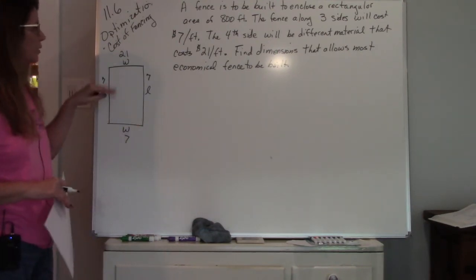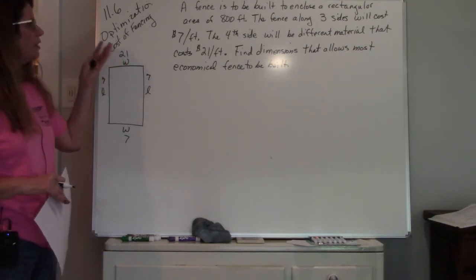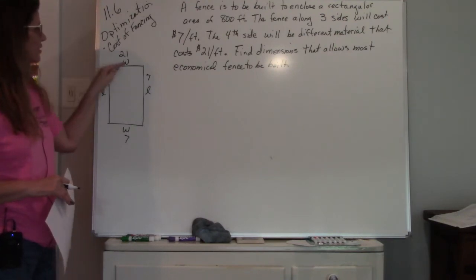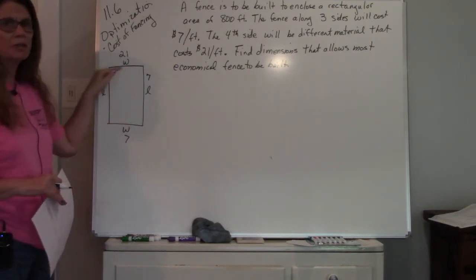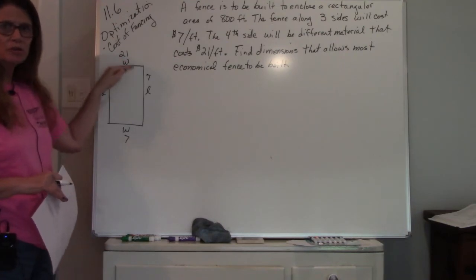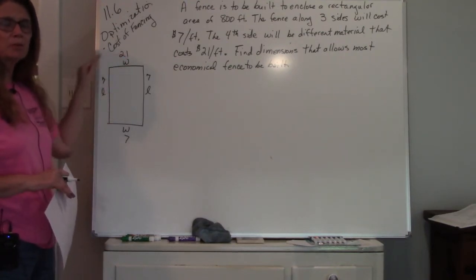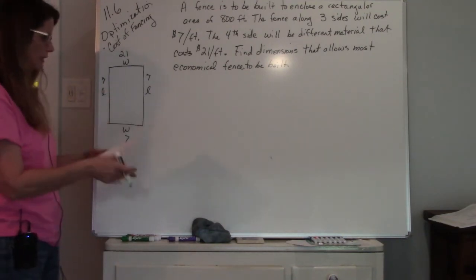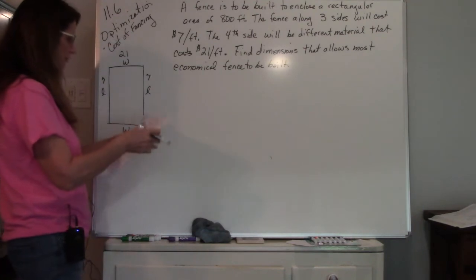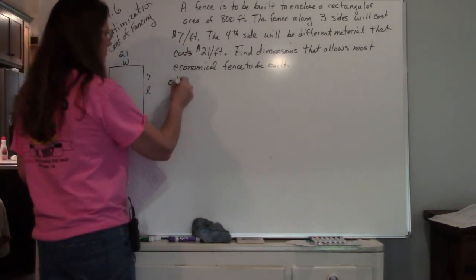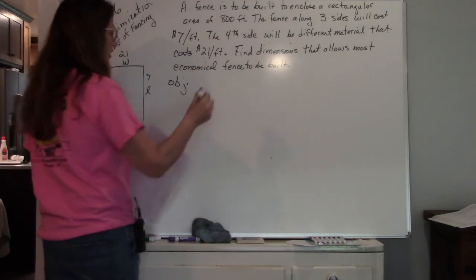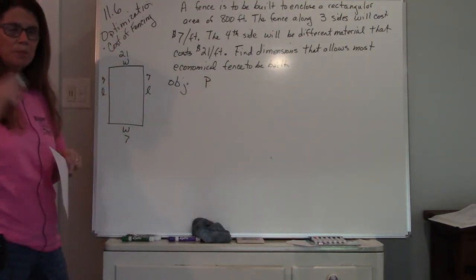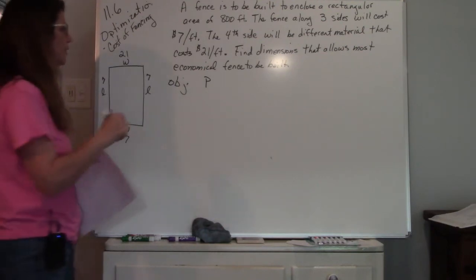Okay, so here's the setup. We want the least cost. Well, when you think about it, cost is going to be determined by the perimeter. Okay, so the shorter or the minimum perimeter will give you the minimum cost. Okay, so here we go. We have our objective. So our objective is the cost, which is also the perimeter. Okay, so we want to minimize the perimeter, which means we're going to minimize the cost.